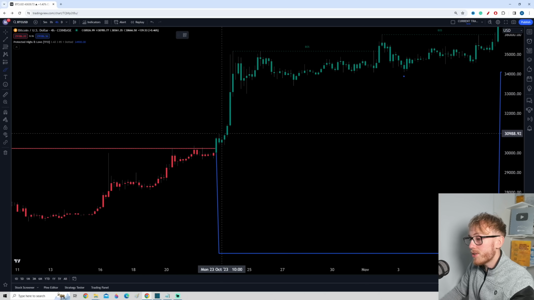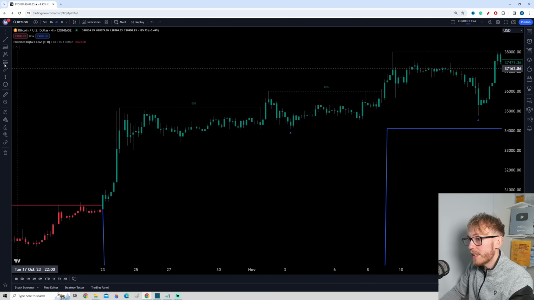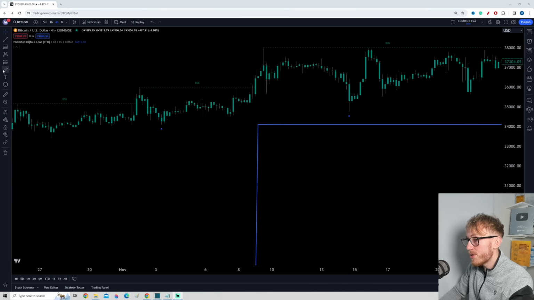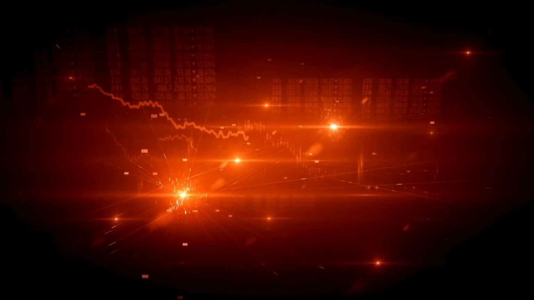So to summarize, you can basically use this indicator to find breakouts, you can use this indicator to find continuations, and you can also use these protected levels, like right here, to find early warning signals that the trend might be coming to an end.